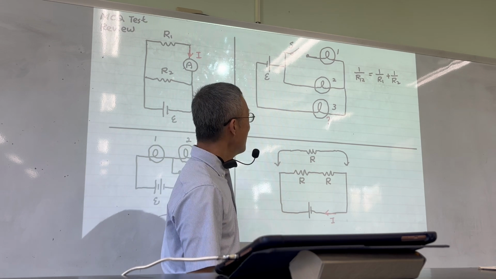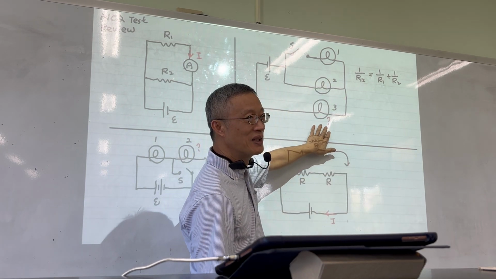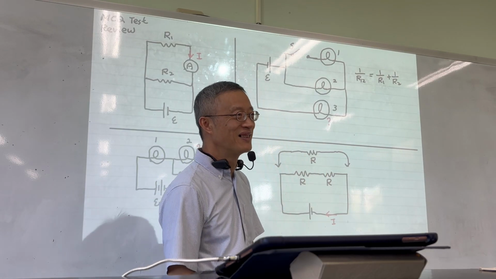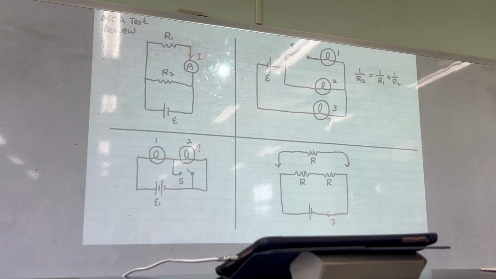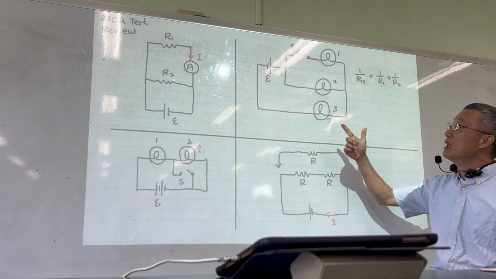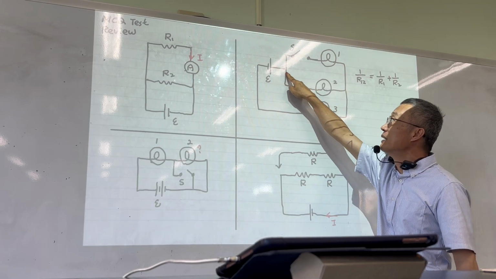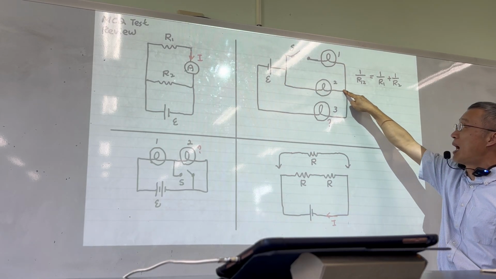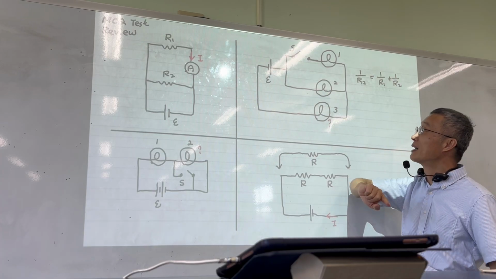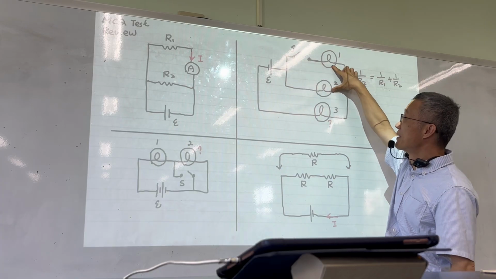After the switch is closed, is the brightness of light bulb 3 brighter or darker? What do you think? Okay, before and after. Before, the switch is open, right? And then the current passes through R2 and R3 in serial connection, right? And then after the switch is closed, that's the parallel.